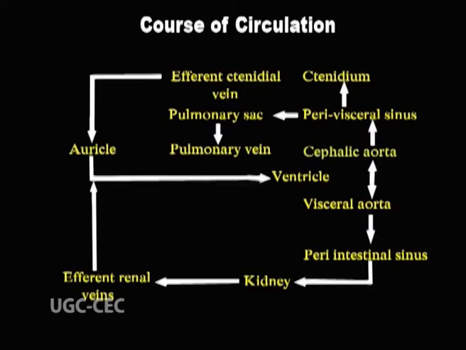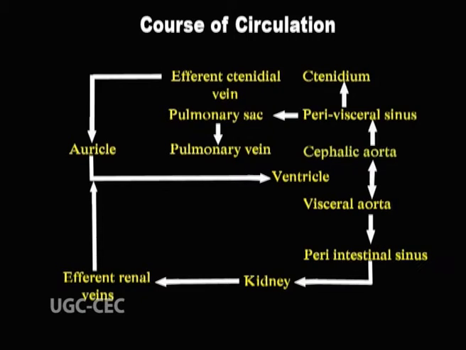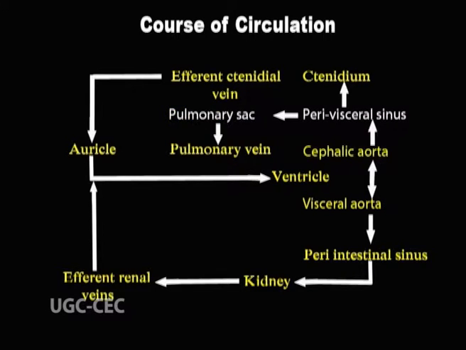Course of circulation. The cephalic and visceral aorta supply blood to different parts of the body. The blood is then collected from various parts of the body in 2 main sinuses, the perivisceral and periintestinal. From these sinuses, the blood passes either into the ctenidium, pulmonary sac, or the kidney. During aerial respiration, the blood flows from the perivisceral sinus into the pulmonary sac and after aeration comes to the auricle by the pulmonary vein.